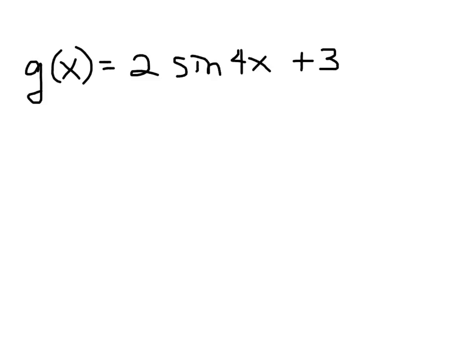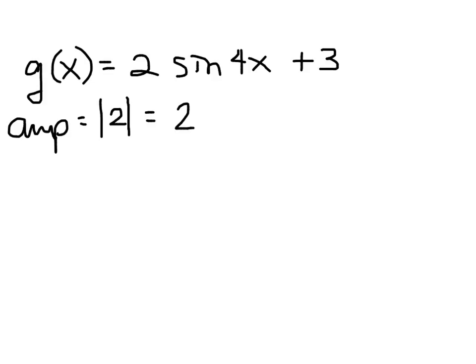You have g of x equals 2 sine of 4x plus 3. Again, they're going to want you to identify the amp, identify the period, and then what transformation took place. So, for instance, what number is in the amp position? 2. The amp, remember, is the absolute value of whatever is in that position, so it's the absolute value of 2.